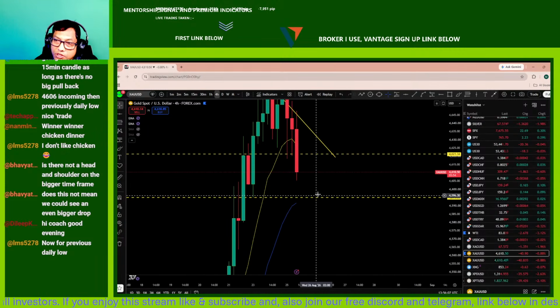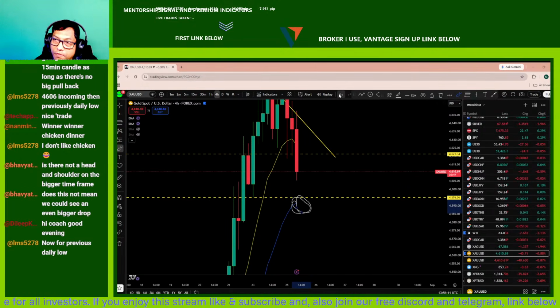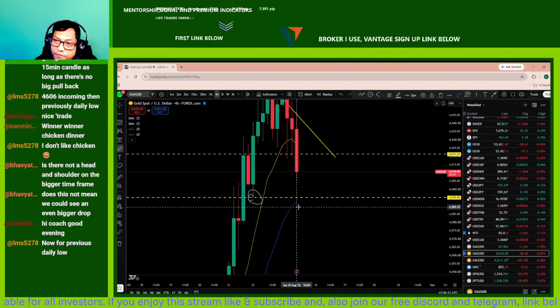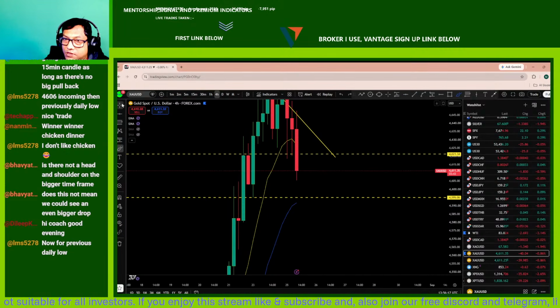Most likely you'll see the price approaching that 20 EMA and also the support, and then returning again back to the upside here.